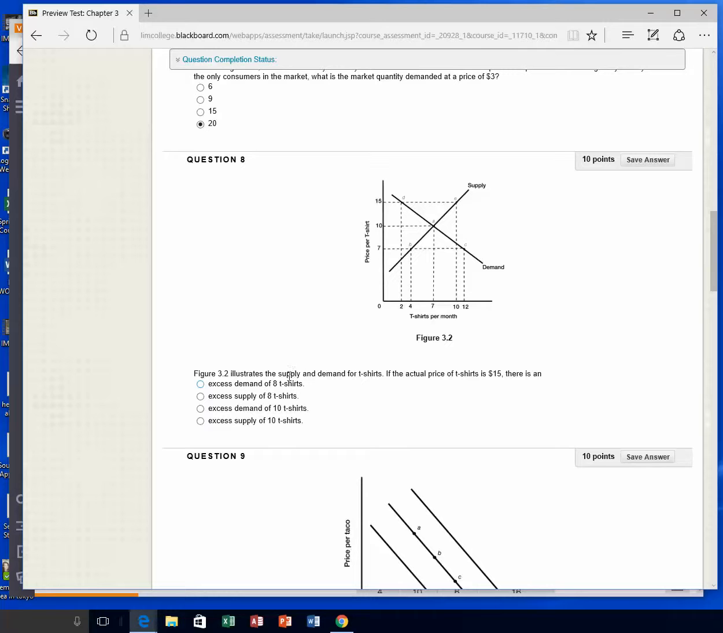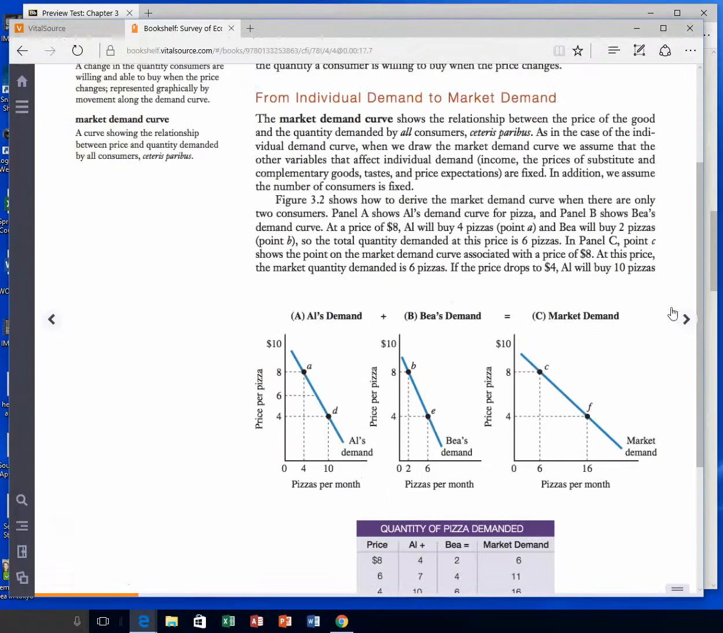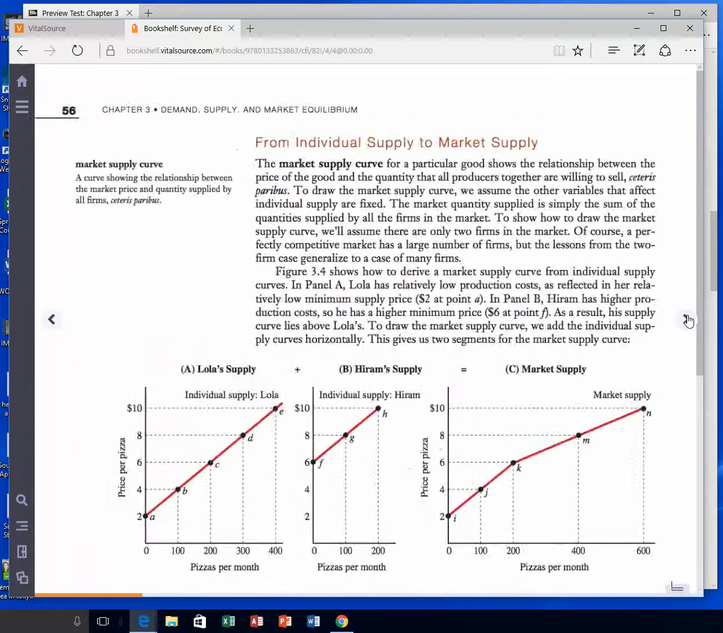Question 8. Here's a supply and demand of t-shirts. And here we're going to talk about some imbalances. And this is looking at page 59. This is one thing I didn't really talk about in class the other day.